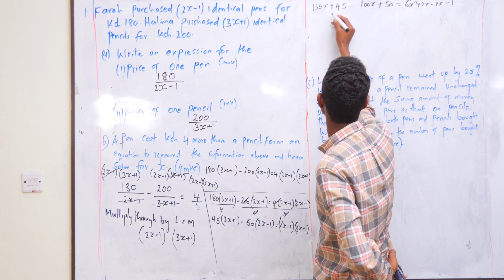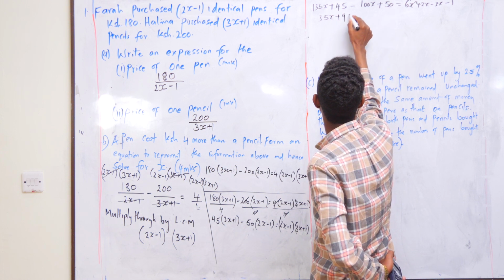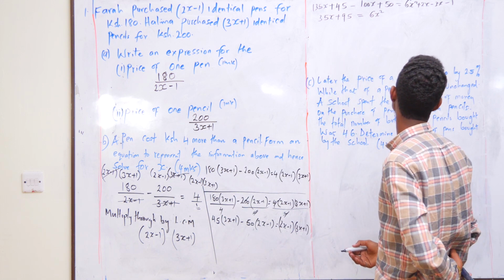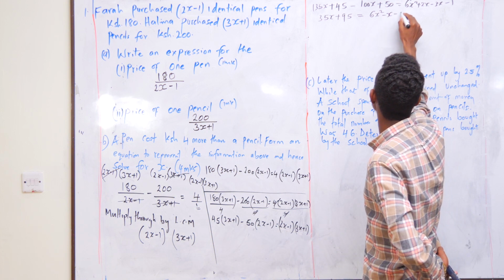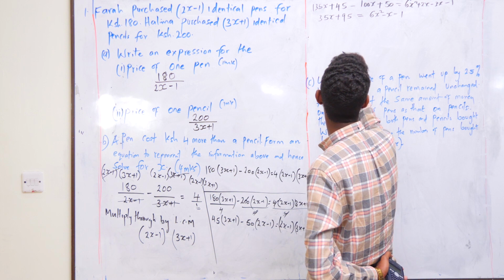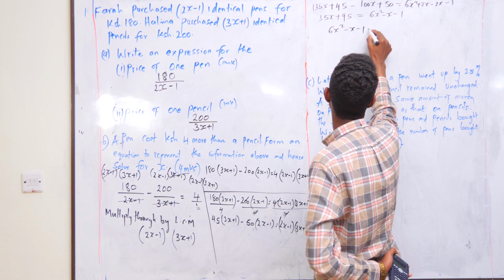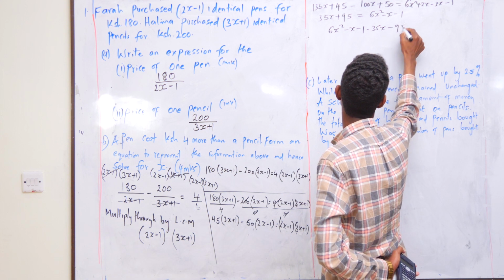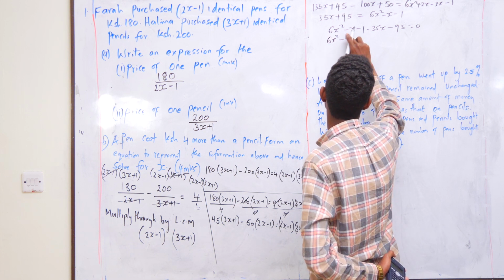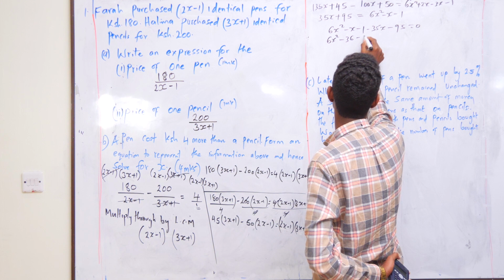Now 135x minus 100x, that is 35x; 45 plus 50 is 95. That is equal to 6x squared plus 2x minus 3x, that is minus x minus 1. Now let's take everything onto the right hand side. That will be 6x squared minus x minus 1 minus 35x minus 95, which gives us 0. Now let's finish up: 6x squared minus 36x minus 96 equals 0.